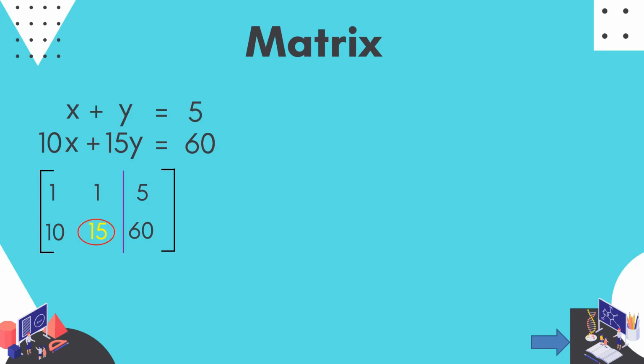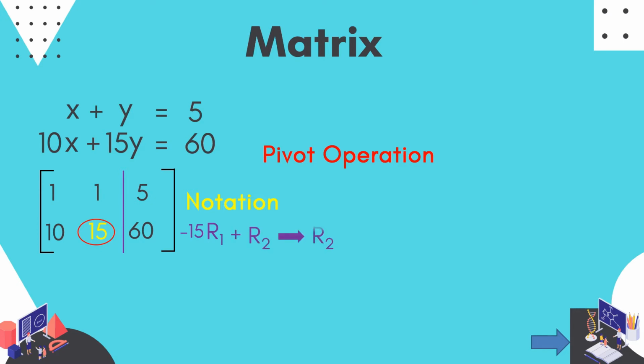How can we do it? Alright, we can use the pivot operation. First, we're going to make a notation. Get the additive inverse of 15, which is negative 15. Then, multiply it to row 1. After that, add it to row 2. And this replaces row 2.